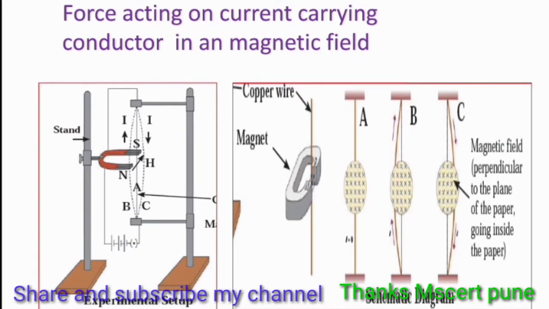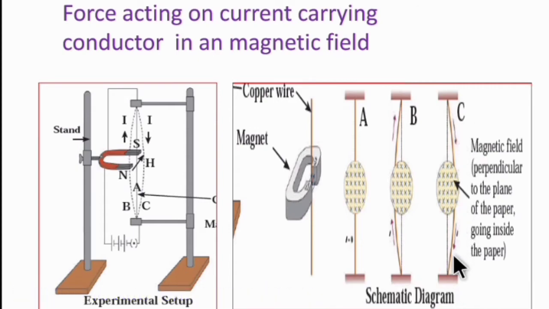Second, schematic diagram. This shows the magnetic field perpendicular to the plane of the paper going inside the paper. Here is the horseshoe magnet. The wire passes through the south and north pole of this magnet. When current does not flow in this wire, it comes in position A. When current flows in the upward direction, from bottom to top, it becomes in B position as shown in the figure. When current flows from top to bottom, the wire becomes in C position.